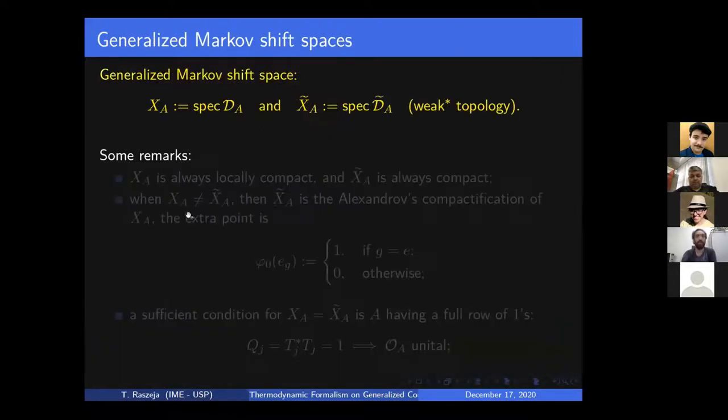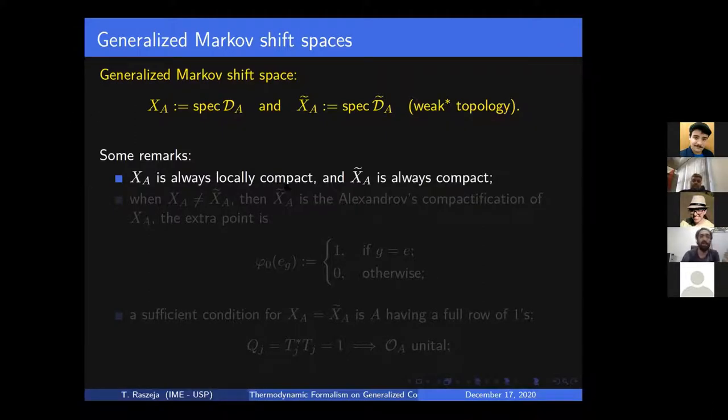this isomorphism between OA tilde and the sister algebra generated by these projections. And the Markov shift space, in the generalized way, is the spectrum of these two algebras. Mostly here, we'll be dealing with the case without the tilde, and this is now with the weak star topology. Some facts here, as I told before, this set is always locally compact and XA tilde is always compact.